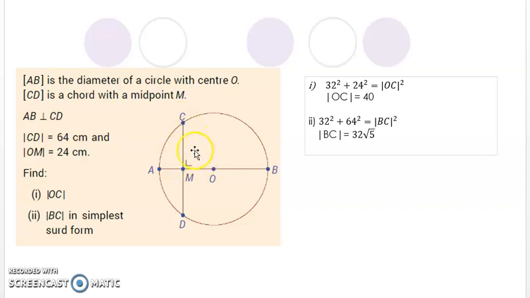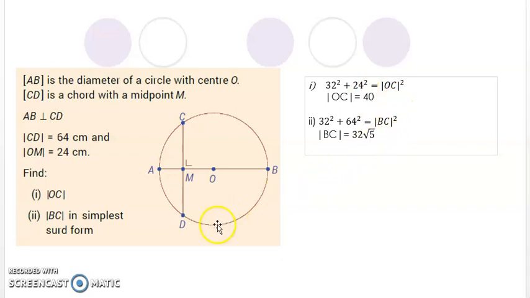We have here a right angle triangle. We have two sides of it. We want the third side, so we can use Pythagoras' theorem. And we can say that 32 squared plus 24 squared is equal to OC squared. And when you work that out, OC is 40.